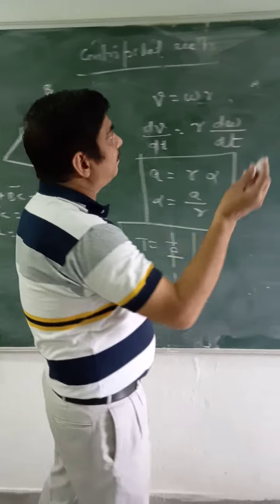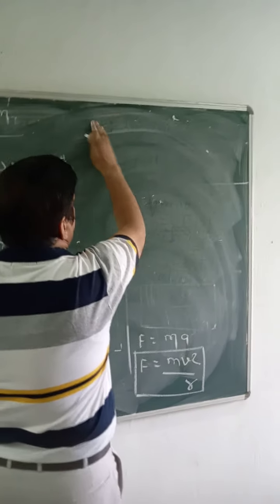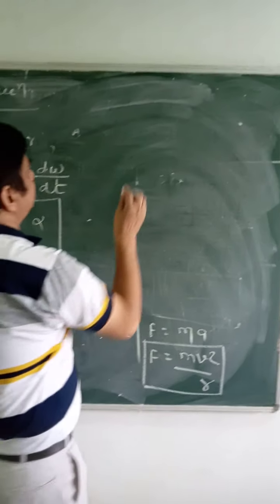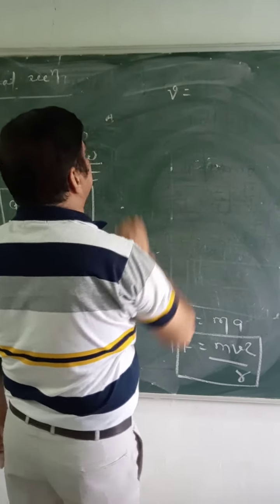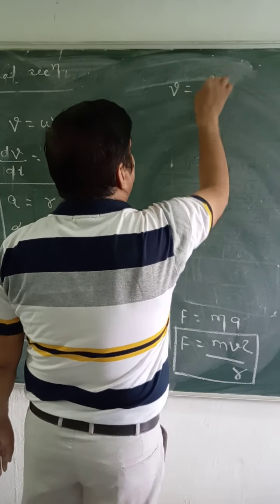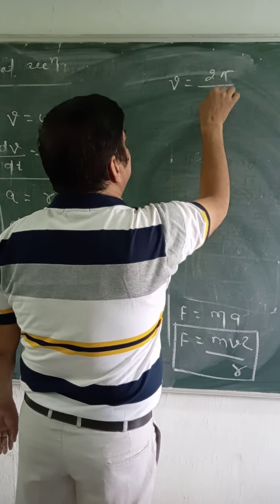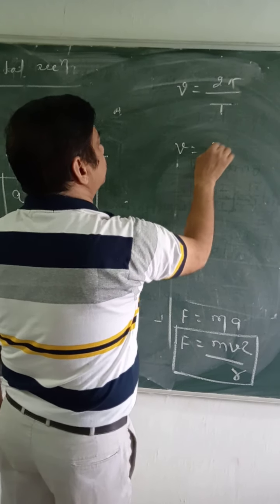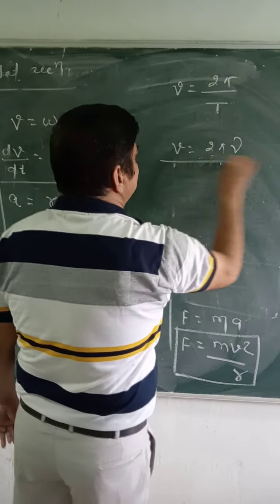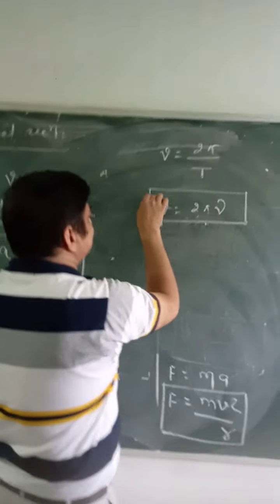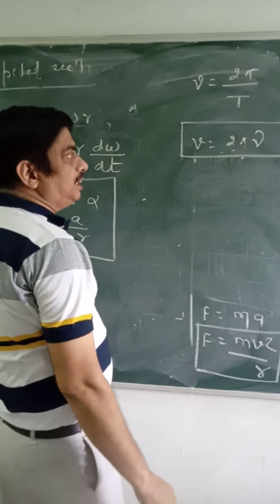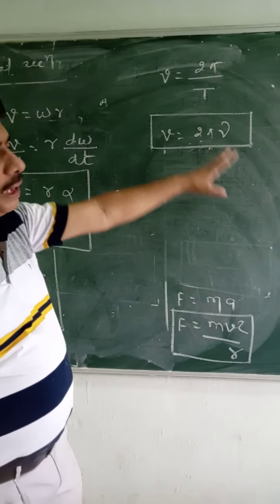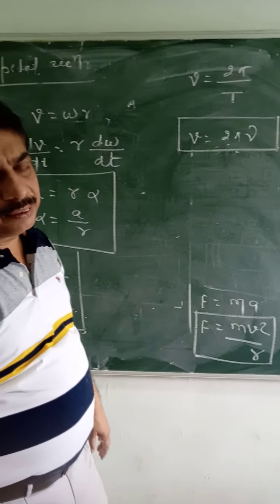Now one more thing: in one complete rotation, the total angle subtended is 2 pi, and the time taken is the time period. So omega is equal to 2 pi nu. This is also one of the relations, the angular velocity in terms of frequency. omega is equal to 2 pi nu, where nu is the frequency.